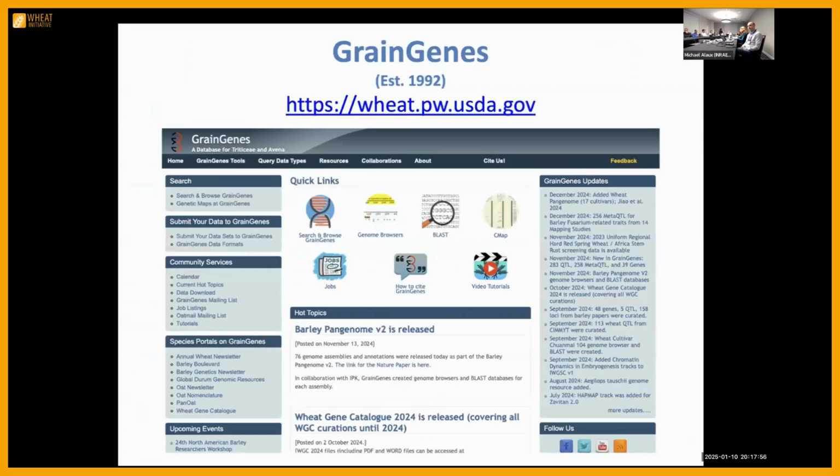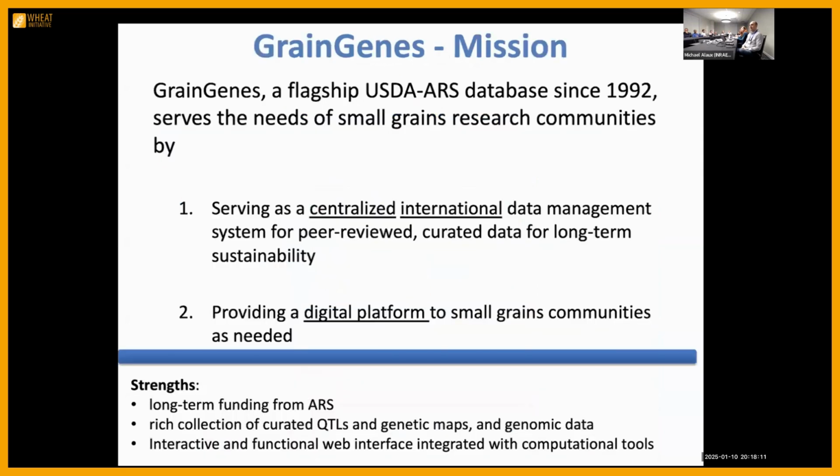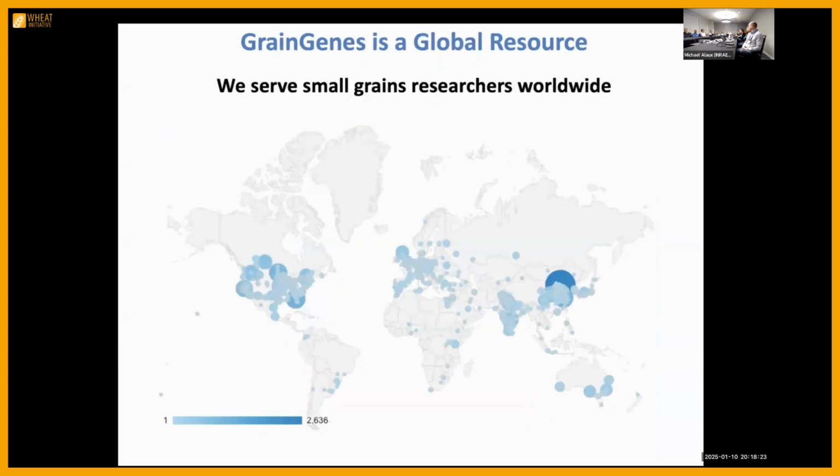So GrainGenes, I think most of you know, but some of you may not, is actually a US state funded project. And we have been around since 1992, so it's definitely over 40 years. We serve as a centralized place for the international global data management system, and we provide a digital platform. I'll go very fast, okay? Essentially our user base is global.